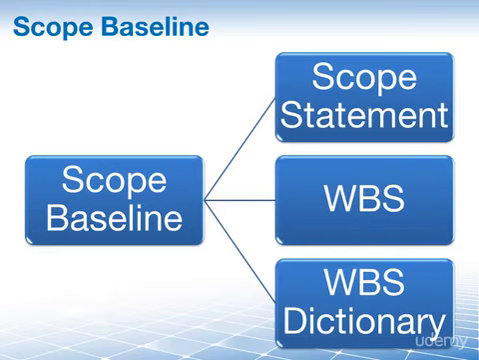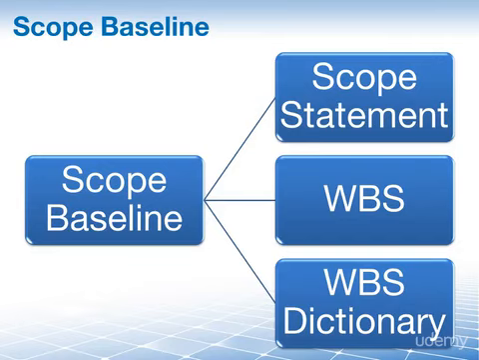So the scope baseline, just like your overall project management plan, is not really just one document. It's a collection of these three other documents here that together make up the scope baseline. The scope statement, WBS, and WBS dictionary. Together, they are the scope baseline. They are then approved, and it becomes part as a subsidiary document of your overall project management plan.